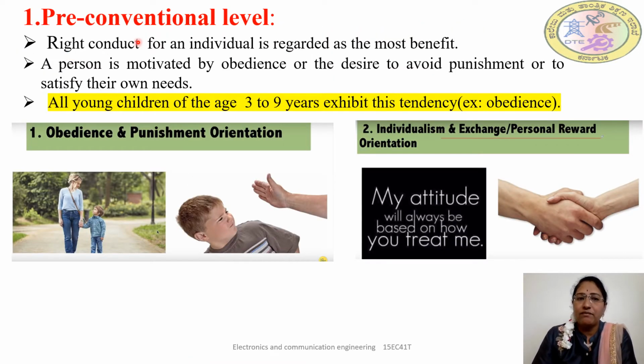First, the pre-conventional level. It is at the age of 3 to 9 years. At this age, the thinking level of the people will be different. You can see here: the right conduct for an individual is regarded as most benefit. Right conduct and rules are given very important here. A person is motivated by obedience or the desire to avoid punishment or to satisfy their own needs.